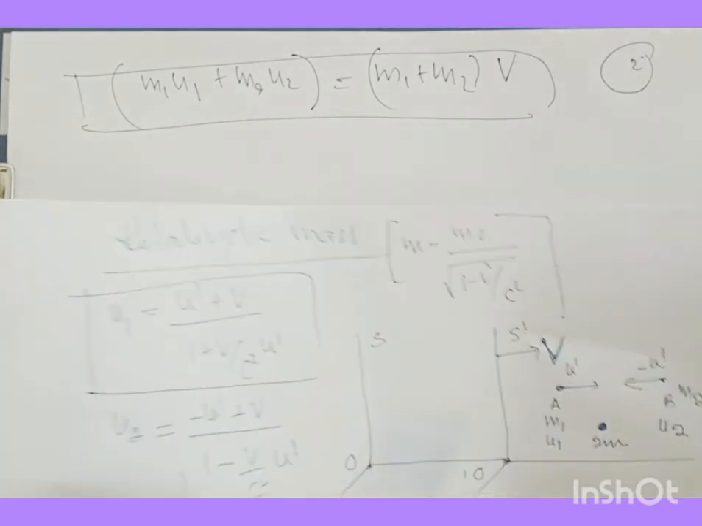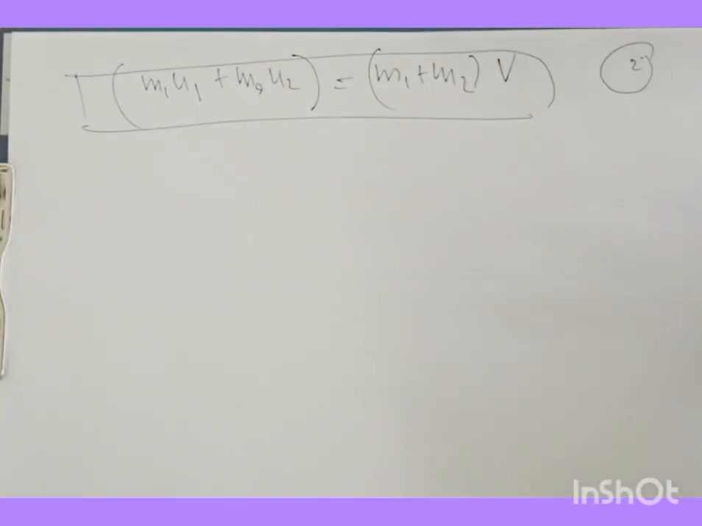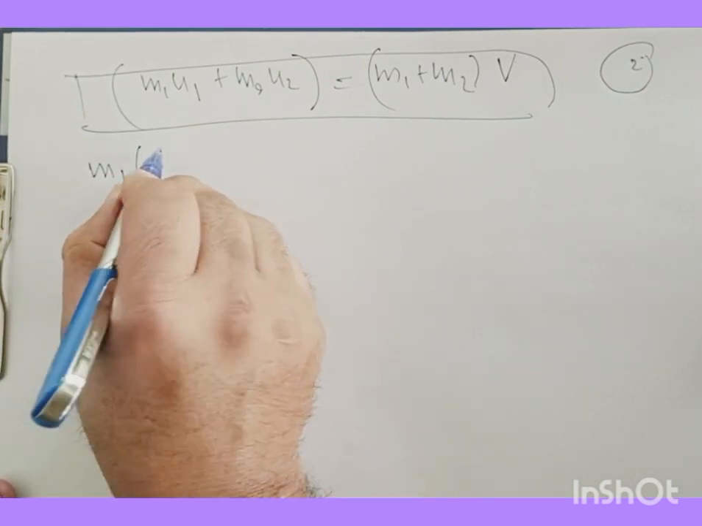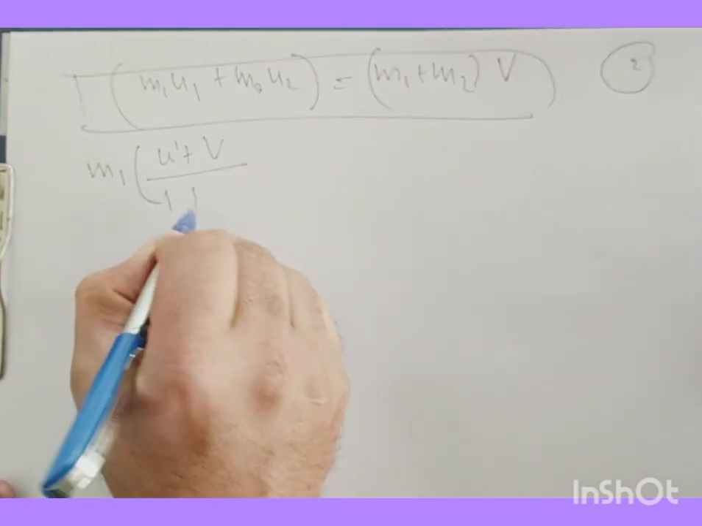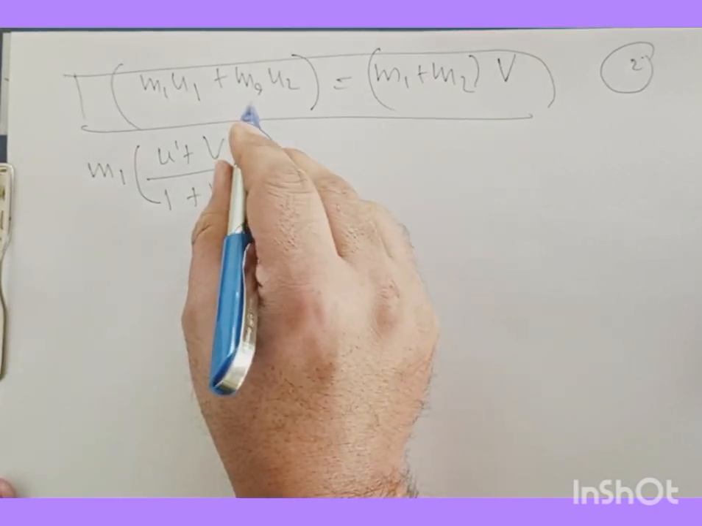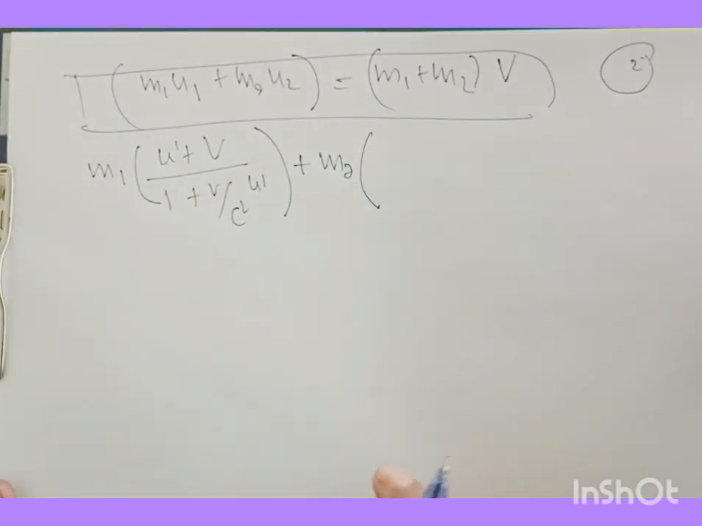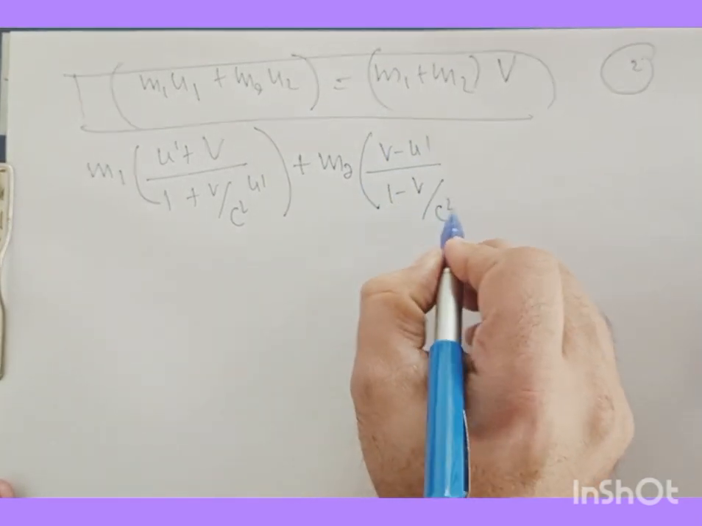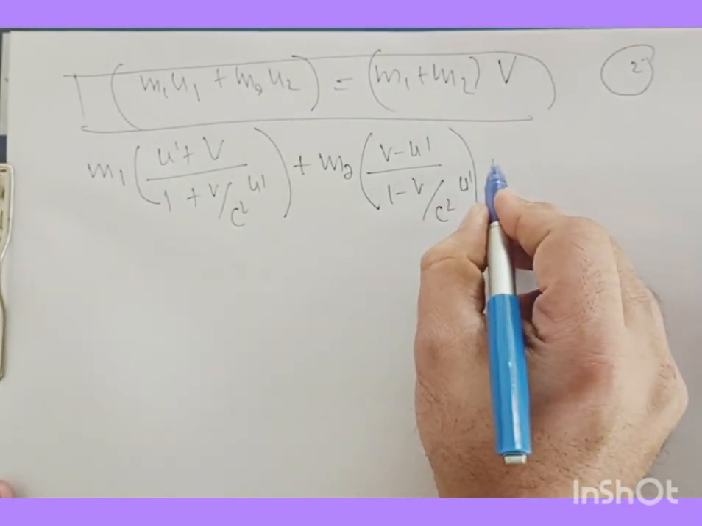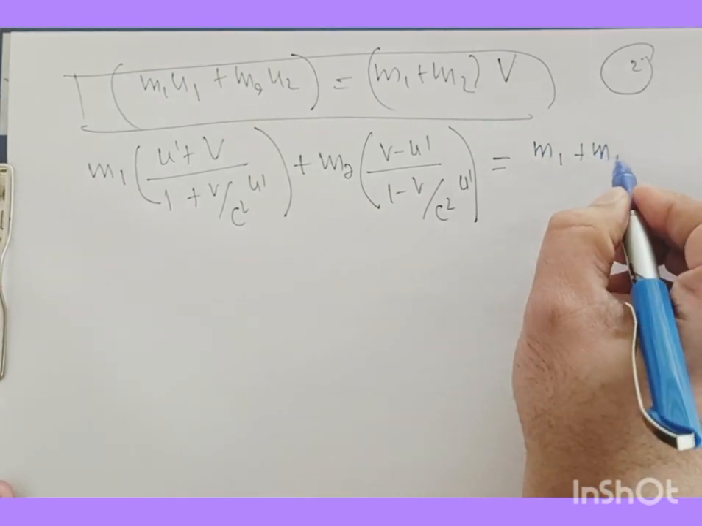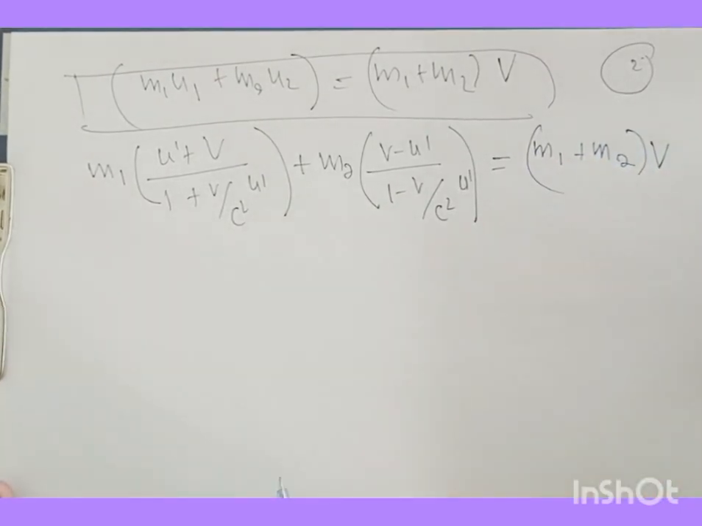We have u1 and we have u2. So for u1, what I'll get is m1 times (u' + v) by (1 + v/c² u'), plus for m2, it's m2 times u2. Okay, how much is u2? That is (v − u') by (1 − v/c² u'). And this is going to be equal to (m1 + m2) times v. That's fine. Nothing wrong with that. Okay, so that should be the case.